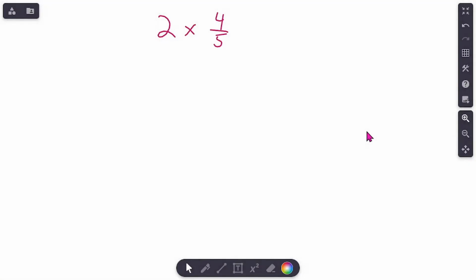Here is our next problem. We've got 2 times 4/5. So what are we thinking here? How could we represent this expression as addition? Well, the fraction we have is 4/5. I think you would agree with that. The fraction we have is 4/5. Now, how many times are we going to add 4/5? Well, we're going to be adding 4/5 2 times. So here's 1 time, here is 2 times.